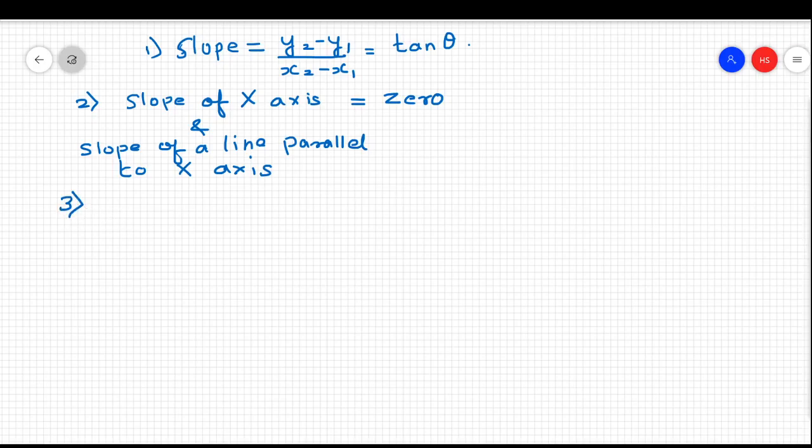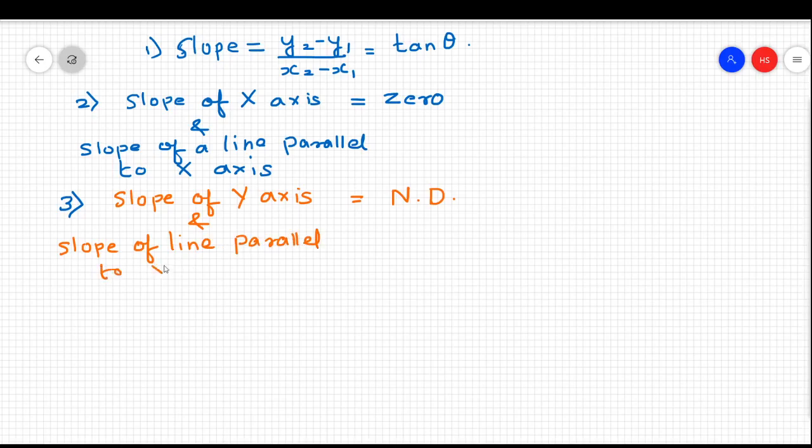Slope of y-axis. The third result was slope of y-axis. Tell me, what was the slope of y-axis? It was not defined. I am writing a shortcut, nd means not defined. And what other thing? Slope of a line parallel to y-axis, that was also not defined. So for both we had the slope as not defined.